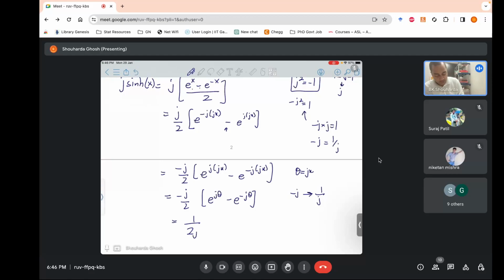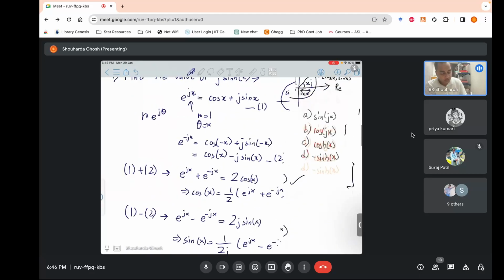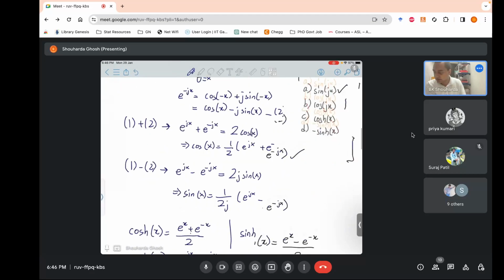One upon 2j e to the power j theta minus e to the power minus j theta. So what's this? Simply sine theta. And what's our theta? Jx. Sine of jx. So your correct answer is option A. I hope that's clear to everyone. If anybody has any doubt, please raise your hand or type in the comment box.